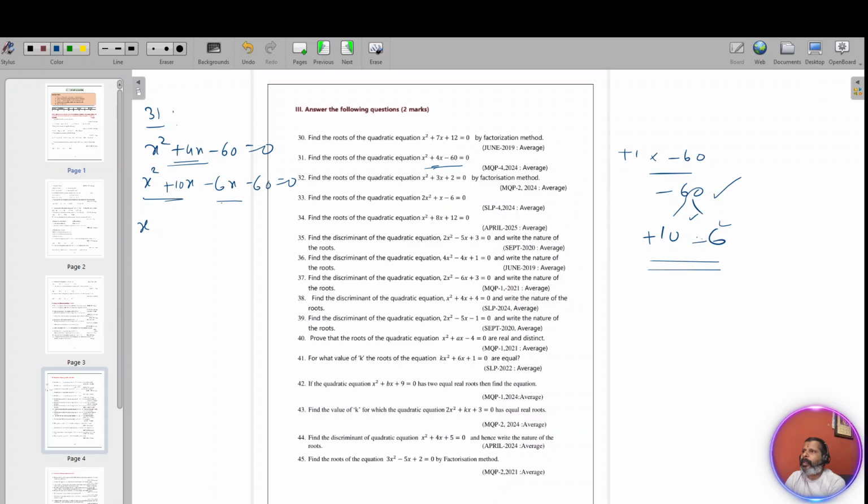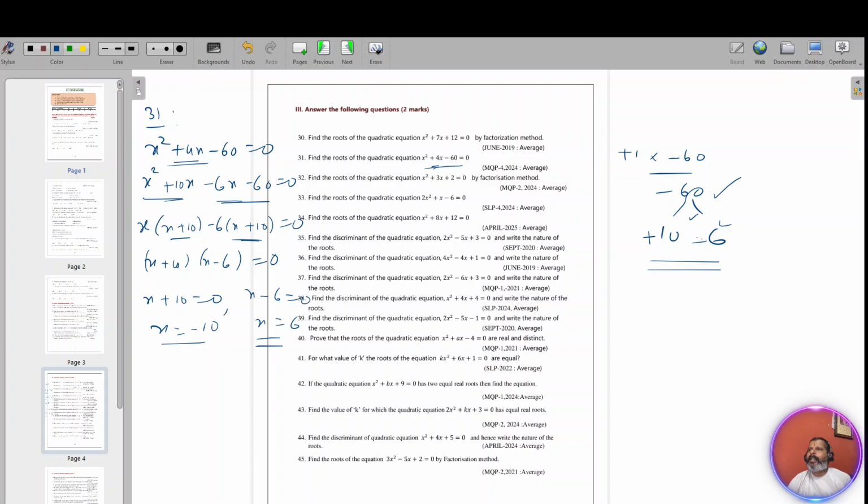So you take the common here, x of x plus 10 minus 6 of x plus 10. How would I write x plus 10 directly? Means the first bracket what we get should definitely come here. Take that out. What is remaining is x and minus 6. Put it in another bracket. So equate to 0, you get the roots. This is one root. x minus 6 is 0, x is 6. That is another root. Okay.